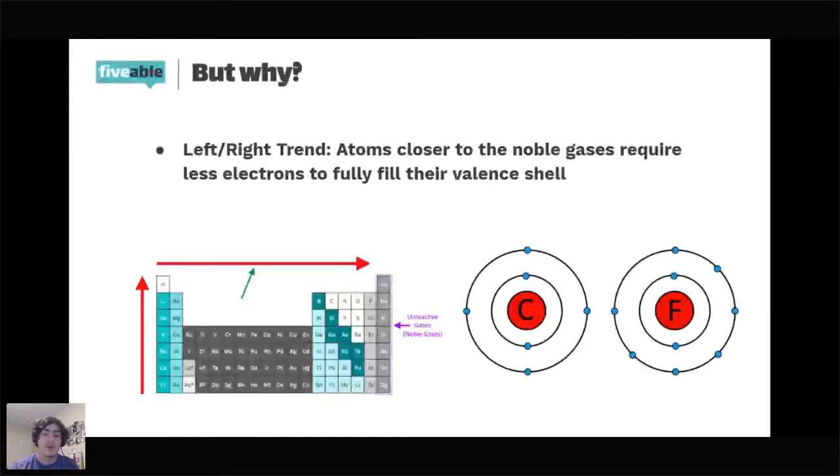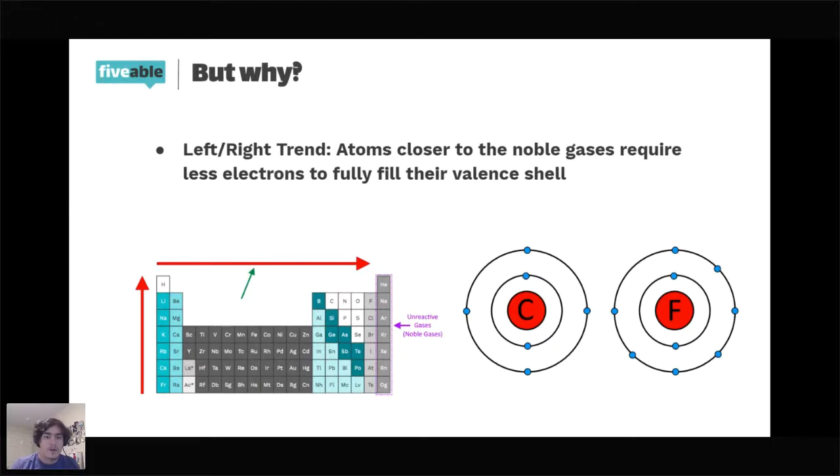And for example, all fluorine needs to do is put one more electron in its outer valence shell to get an octet. So it takes the least amount of energy in that left-right trend to fully fill its valence shell. And carbon, for example, also needs to fill its valence shell, but it's not going to be as reactive because it's not as close to filling its valence shell as something like fluorine is. So that's just the left-right trend.